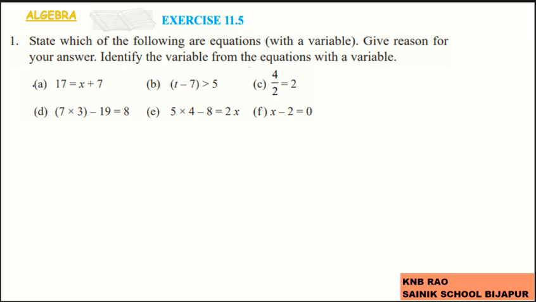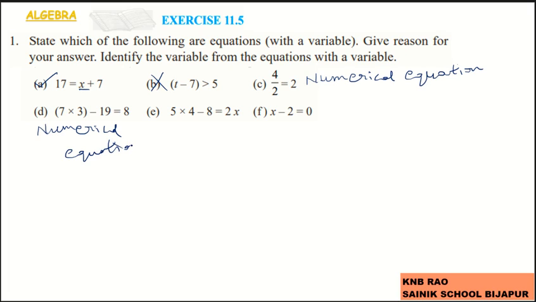You know, A is an equation with the variable x, B is not an equation, C is a numerical equation, as it has no variable. D is also a numerical equation. E is an equation with the variable x. F is an equation with the variable x.